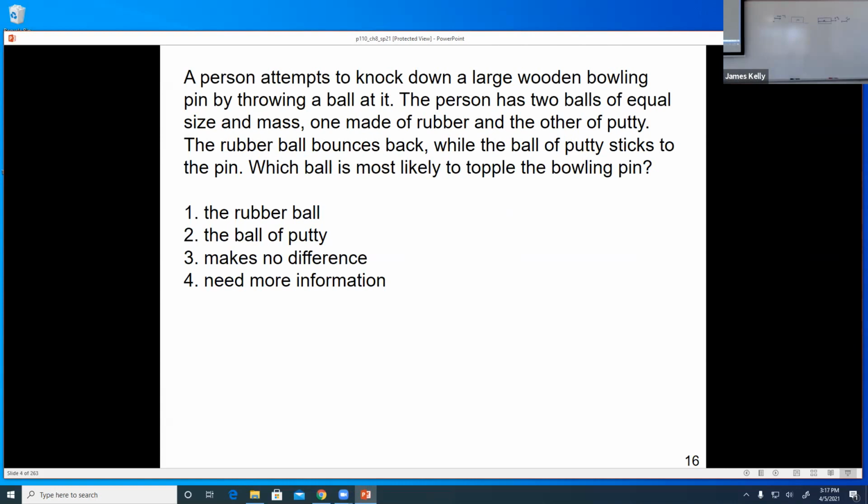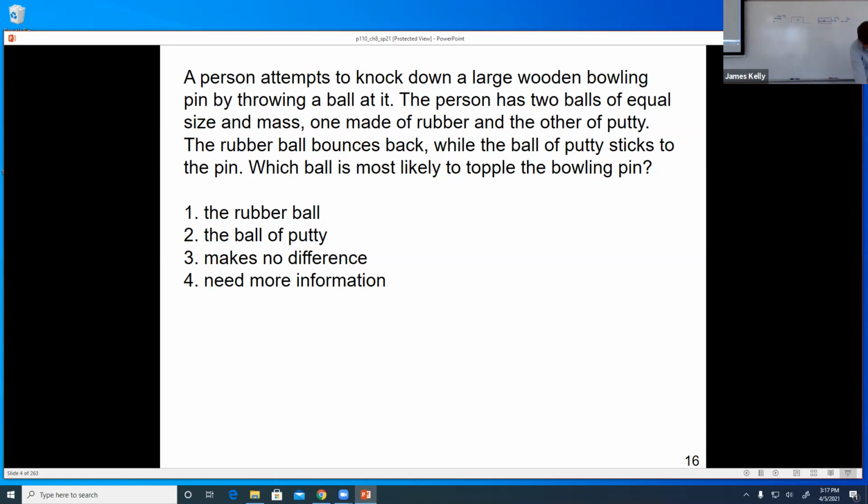This is the kind of thing you've seen, the annoying carnival game where you try to knock down those little things with the baseball, but they've got the fuzz around the outside and it's much harder to hit them than it looks like it's going to be. So here's something similar, but physics-sized. A person attempts to knock down a large wooden bowling pin by throwing a ball at it. The person has two balls of equal size and mass. One is made of rubber and the other one is made of putty. Putty is supposed to be not very elastic. It doesn't bounce very well.